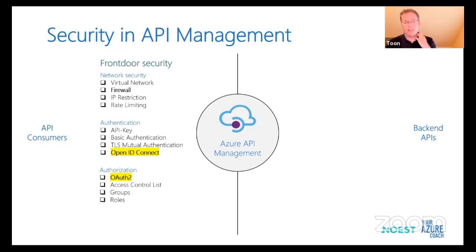Other types of authorization can be an access control list. I rather compare that with the guest list. If you go to a party and you're on the guest list, you're in. If you're not on the guest list, you will not be able to enter the party. Groups is just about group membership, validating whether the user or the application is part of a certain group. And roles, they give you some claims. You can be an operator, an administrator, or whatever specific role in the context of your API. And based on the role you have, you will get or you won't get access to the API.